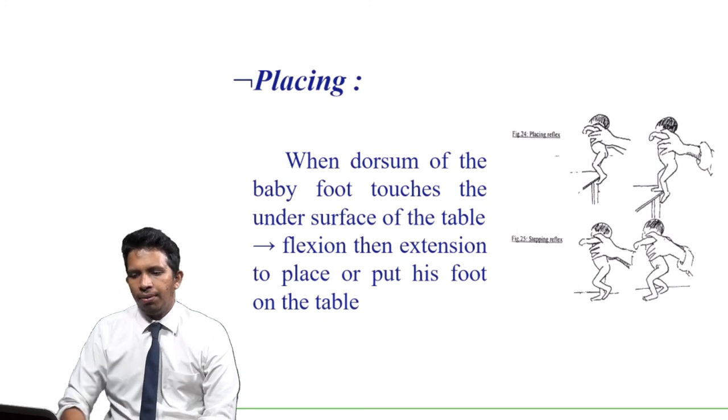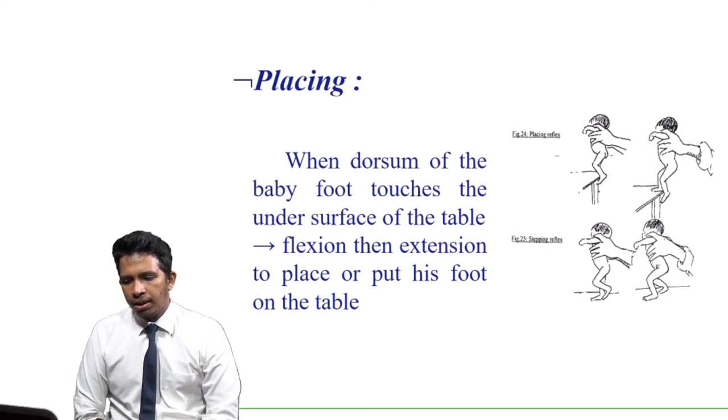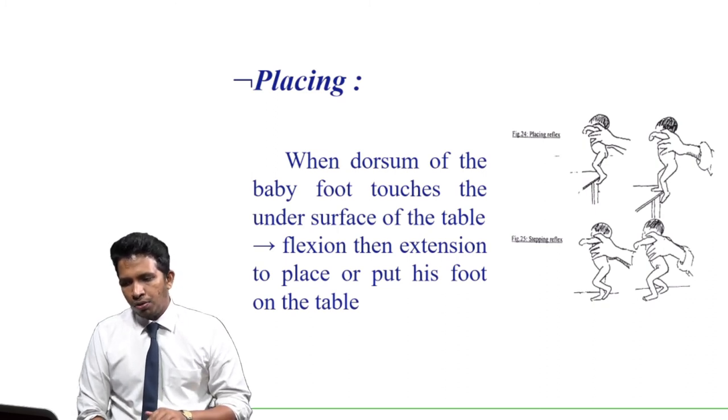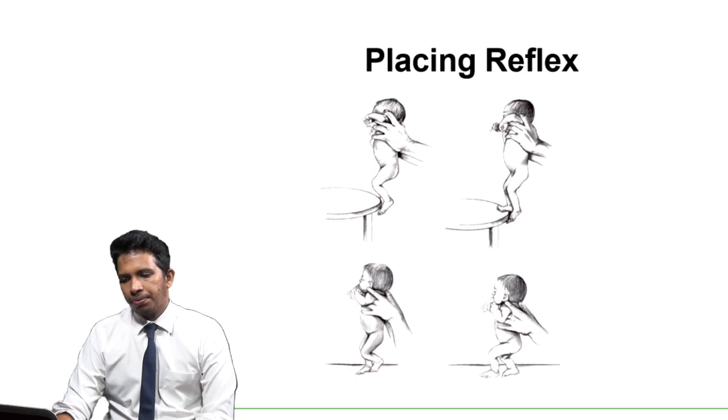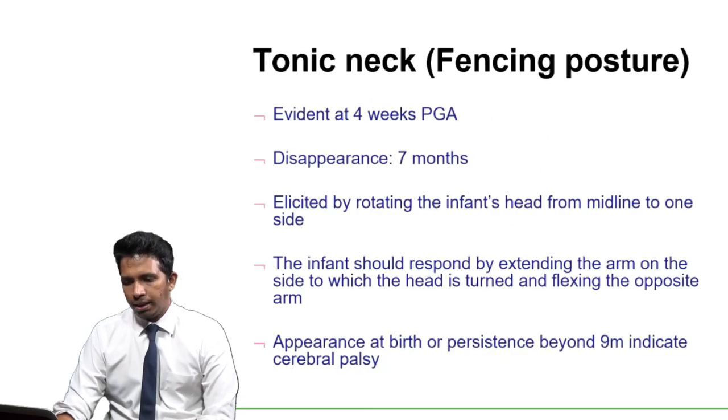Placing is when the dorsum of the baby's foot touches the undersurface of the table. The flexion then extension to place his foot on the table will happen. So if you put one foot underneath the table, the other foot will be placed on top of the table. It's called the placing test. So you can see.